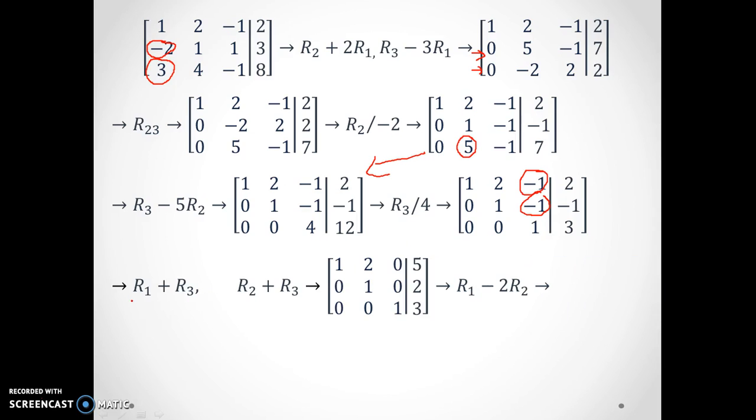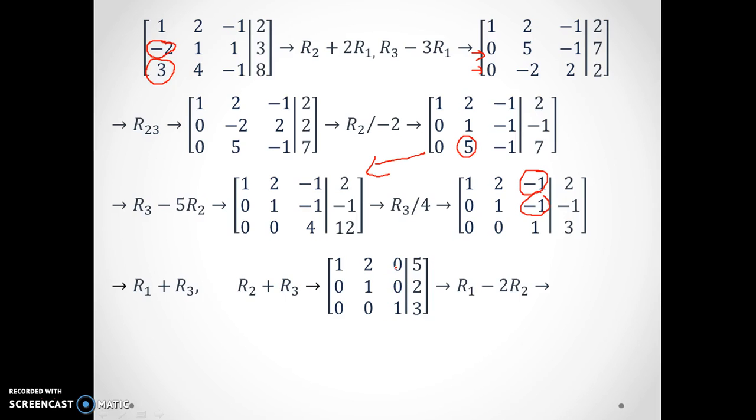For that I'm going to use the row transformations R1 plus R3 and R2 plus R3. Because when I add this to this, I'm going to get this as 0 and all other entries remain unchanged. Similarly, when I add R1 plus R3, I get 1 plus 0 is 1, 2 plus 0 is 2, and minus 1 plus 1 is 0. So when I perform these two row transformations, I'm going to get this resultant matrix.